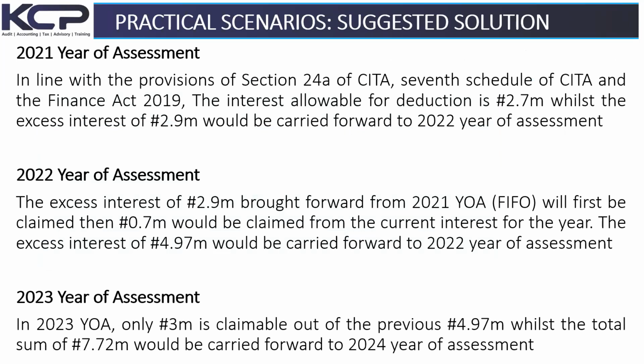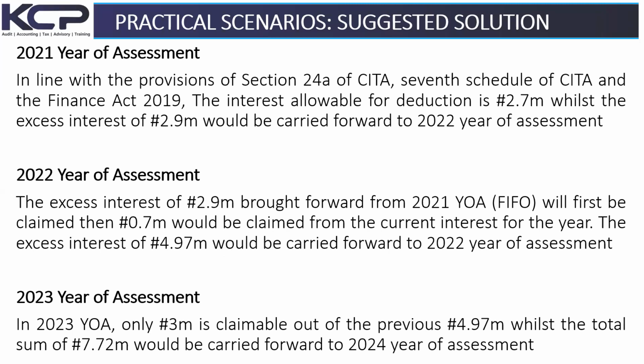So in summary, in year 1, in line with the provisions of section 24 of CETA, schedule 2, schedule 7 of CETA and the Finance Act, the interest allowable for deduction in the first year is 2.7, while the excess of 2.9 will be carried forward. But carrying forward means that in that year we will add it back and tax will be paid. But meanwhile, in the subsequent period, we can then claim the relief. The excess interest of 2.9 will be brought forward in the subsequent period.